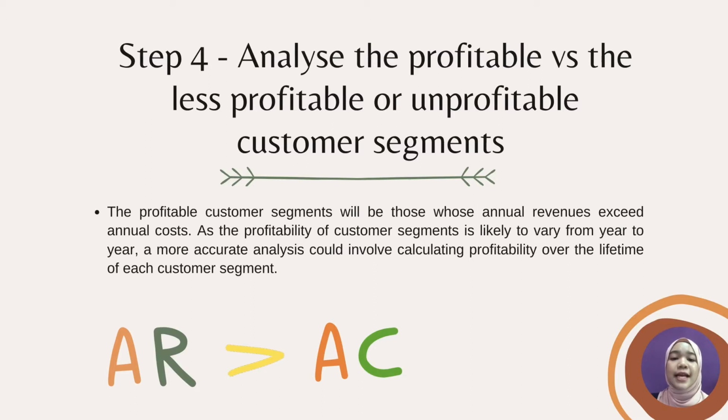The fourth step is to analyze the profitable versus the less profitable or unprofitable customer segments. The profitable customer segments will be those whose annual revenue exceeds annual cost. As the profitability of a customer segment is likely to vary from year to year, a more accurate analysis could involve calculating profitability over the lifetime of each customer segment.